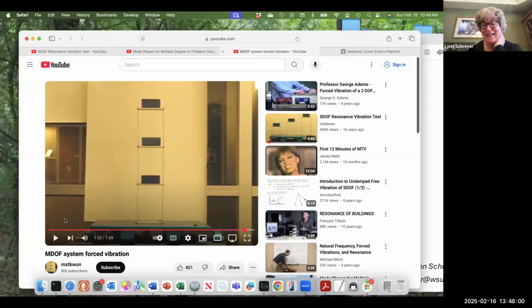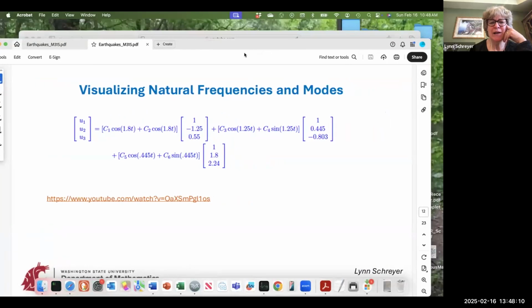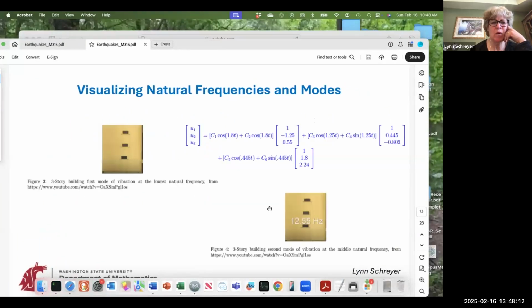And the system doesn't get to the third natural frequency, which was kind of sad, but that's okay. Okay, so they have that, and what they're asked to do is compare their answers with what they saw from the YouTube video. If you look at the lowest frequency here, you can see that the mode shapes are 1, 1.8, 2.24. This 1 corresponds with the lowest mass.